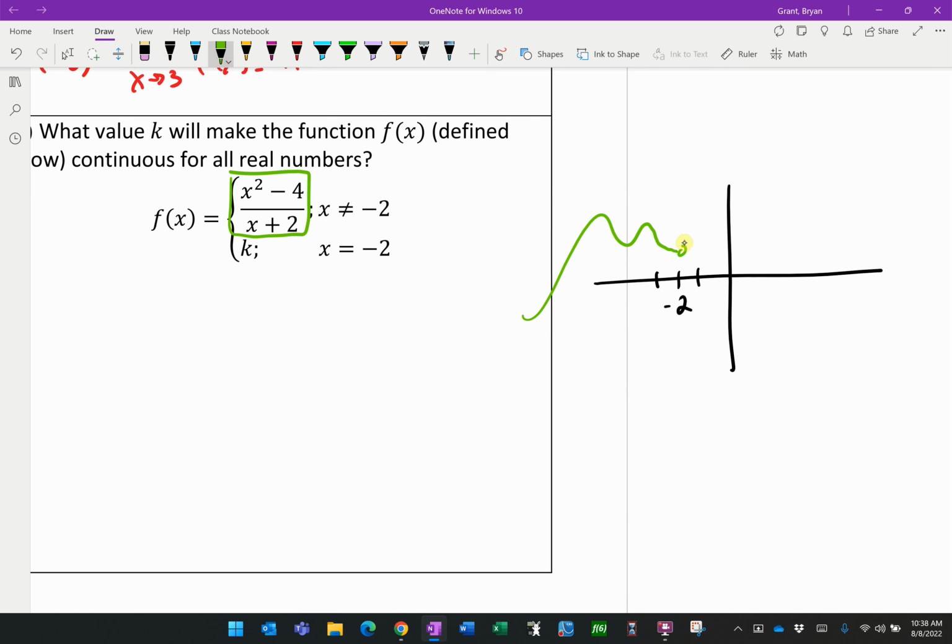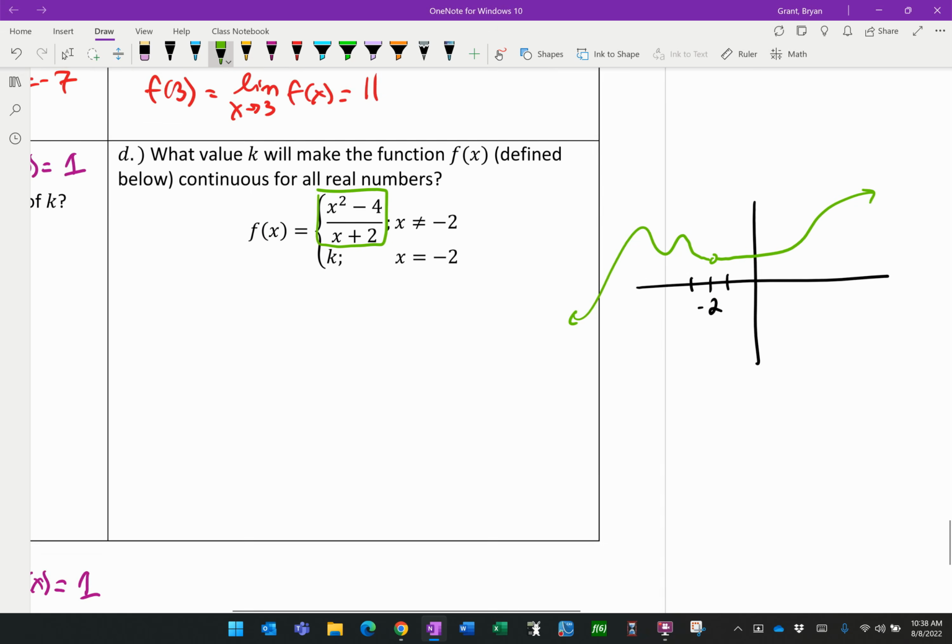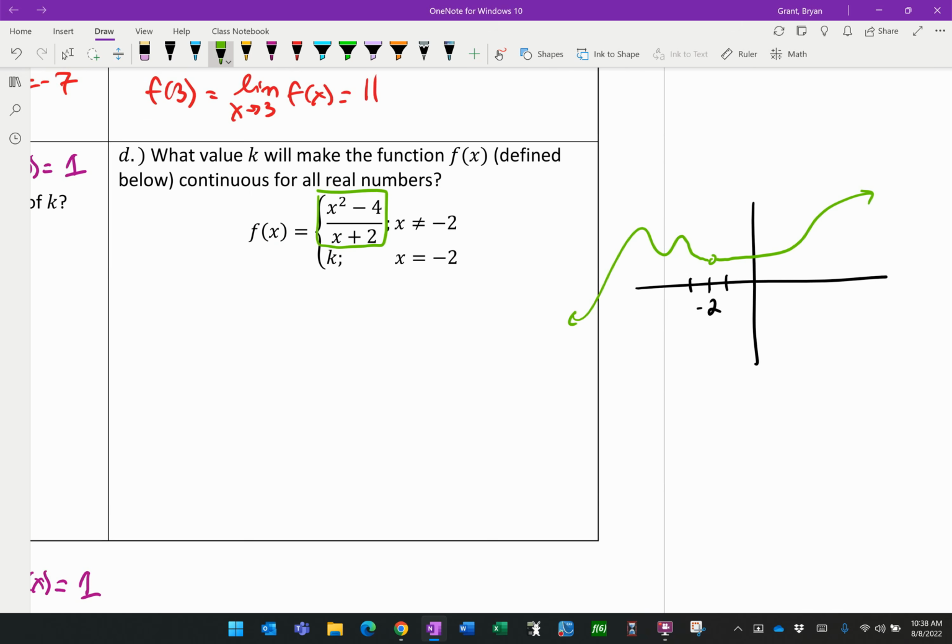Okay? And then it does something over here for everything else. Now, this would certainly not be continuous. What I need to happen to be at least kind of continuous is that this green part needs to come together, which to me means the limit needs to exist at x equals -2. So let's actually start by finding that limit just to make sure that it does come together.